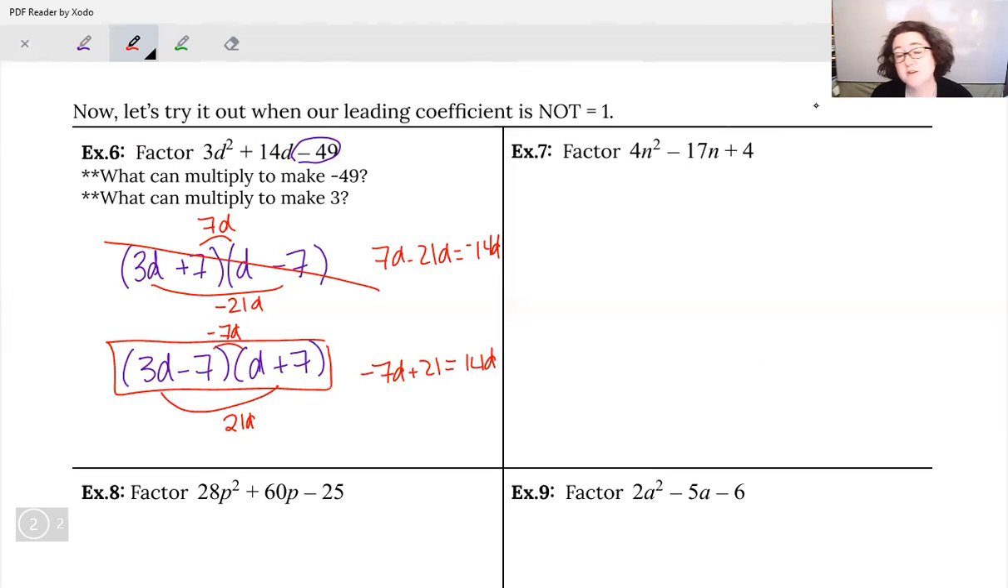Okay, example 7, very similar. Again, we don't have huge numbers to work with, but we might have some more combinations that we need to check. So I'm going to have a few different checks on this one. Looking at 4n squared, there's a couple of different ways I know to multiply to make 4. One that comes to me first is 2 times 2. So let's try it out first as 2n and 2n.